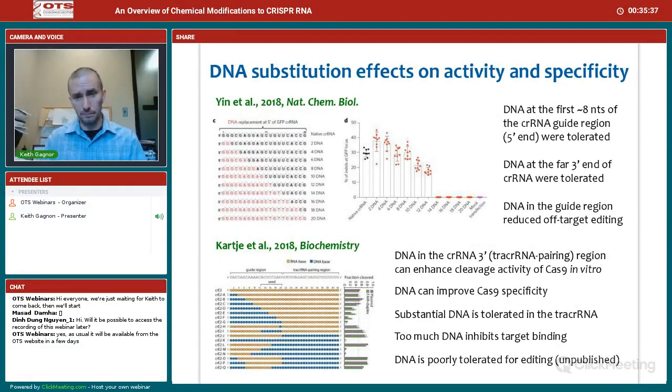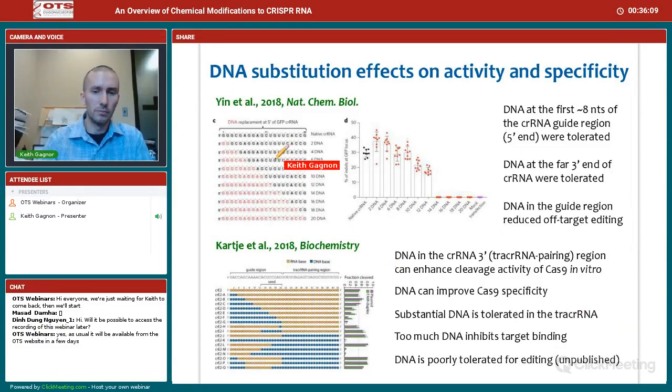In this next study by Yin et al., in early 2018, the idea was looking for ways to reduce off-target editing and improve the specificity of the enzyme. The rationale was that DNA doesn't bind as tightly as RNA. So putting some DNA bases into the CRISPR RNA sequence, particularly in the guide and particularly not in the seed region, could potentially give you lower off-target editing.